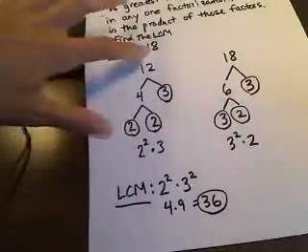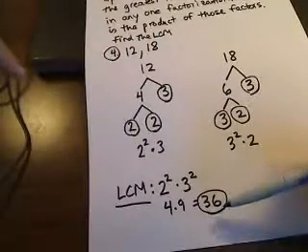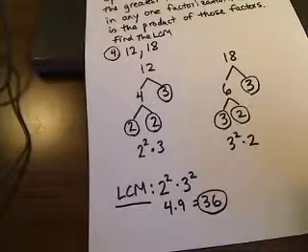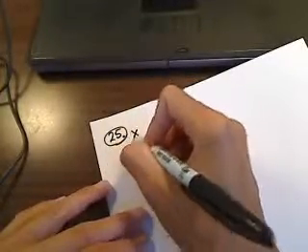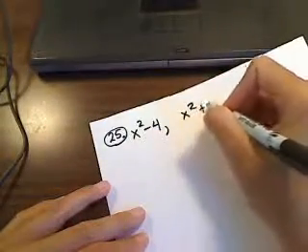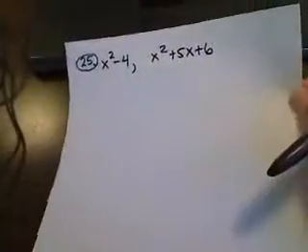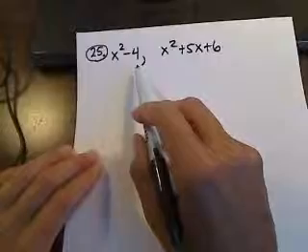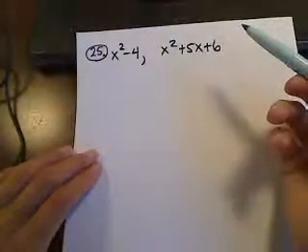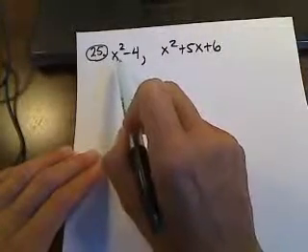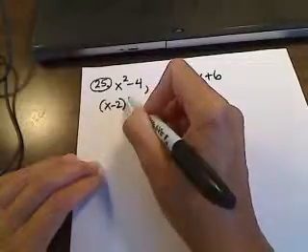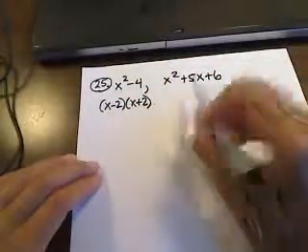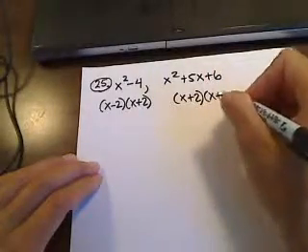You actually know how to do that with numbers. You've known that for a while, but now we're using this process because when we go to algebraic expressions, we need to use the same process. Let's take a look quickly at an algebraic expression. This is number 25 in the book. They give you x squared minus 4, and x squared plus 5x plus 6, and again the directions are to find the LCM. Remember, we're going to factor each of these expressions fully. This is the difference of squares, so it factors into x minus 2 and x plus 2. This one factors, using trial and error, into x plus 2 and x plus 3.